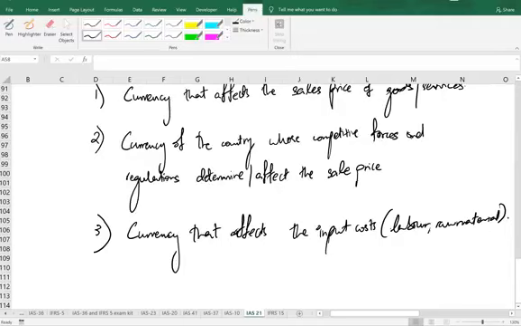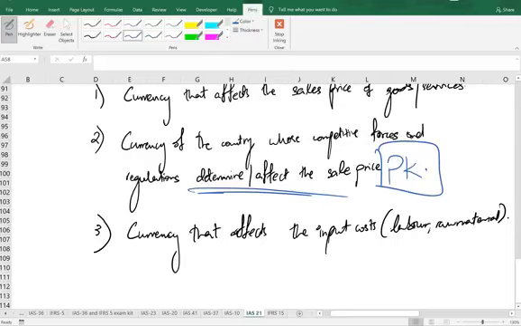So if you see the tilt, the countries whose competitive forces and regulations determine or affect the sale price, it's Pakistan or India or Bangladesh. It's their local country, with local regulations. Why? Because the local regulations decide, obviously I won't say control, but they decide where the exchange rate is headed. And that affects the business.